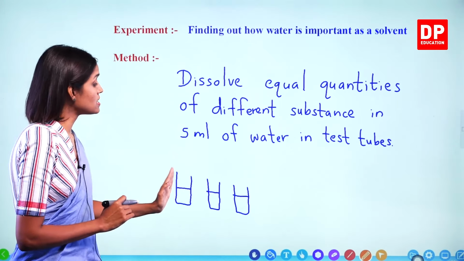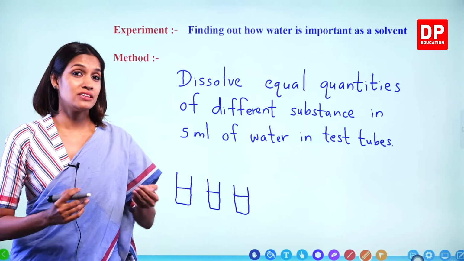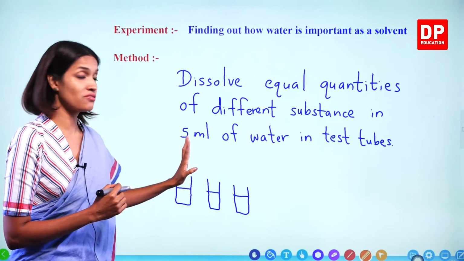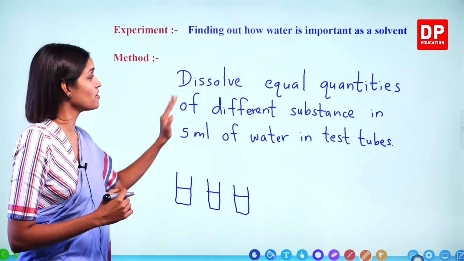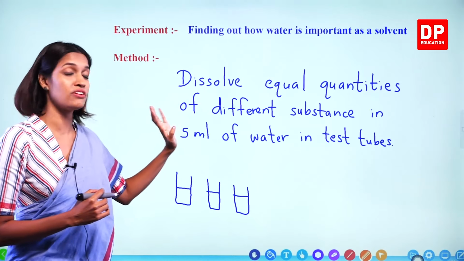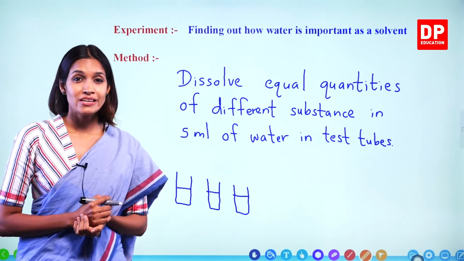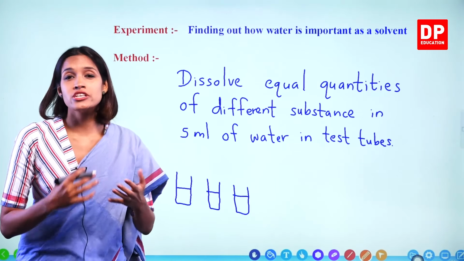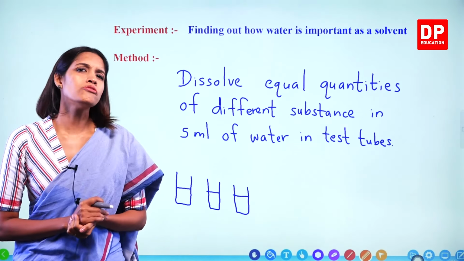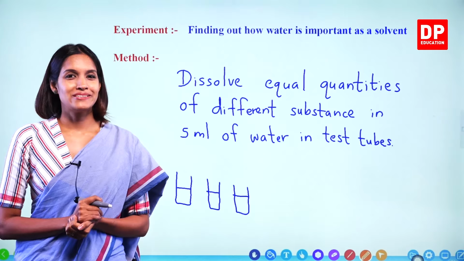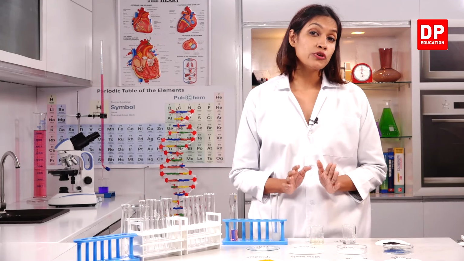Okay, so it's very easy to compare when you use the same amount of water and when you dissolve equal quantities of different substances, right? It increases the accuracy of the experiment. Now we will do this activity in the lab. Right, children, now we are going to check the solvent property of water.